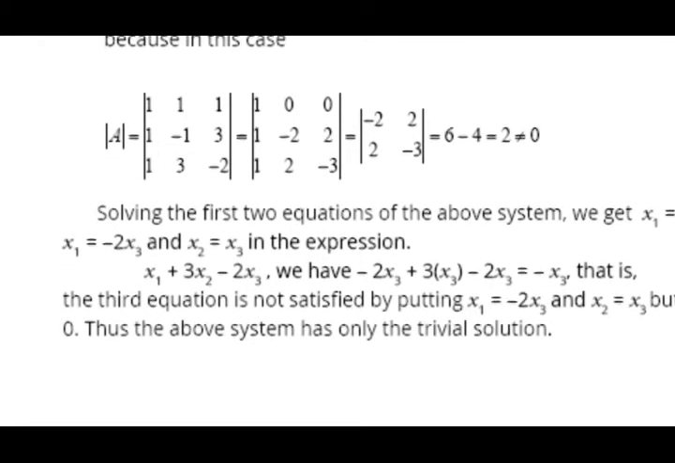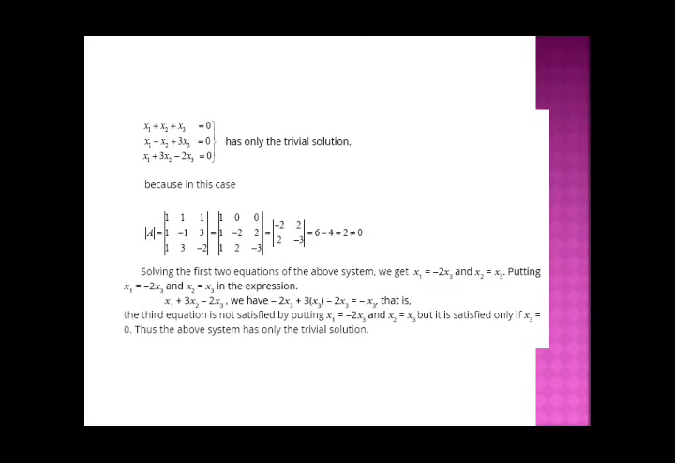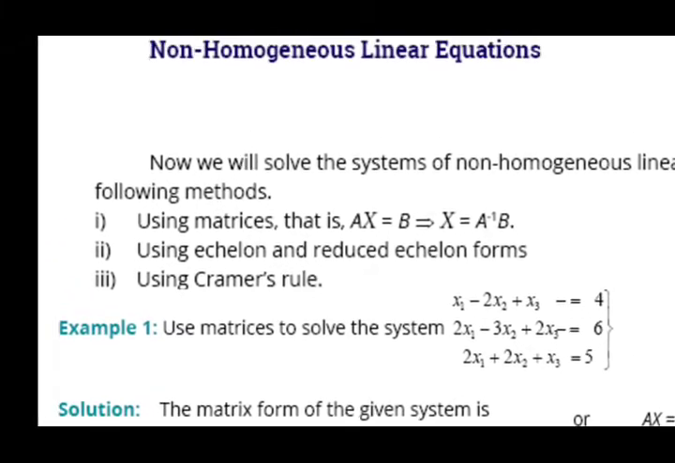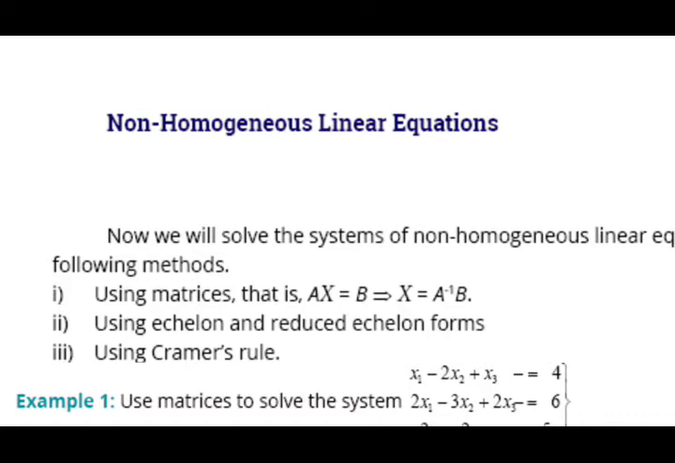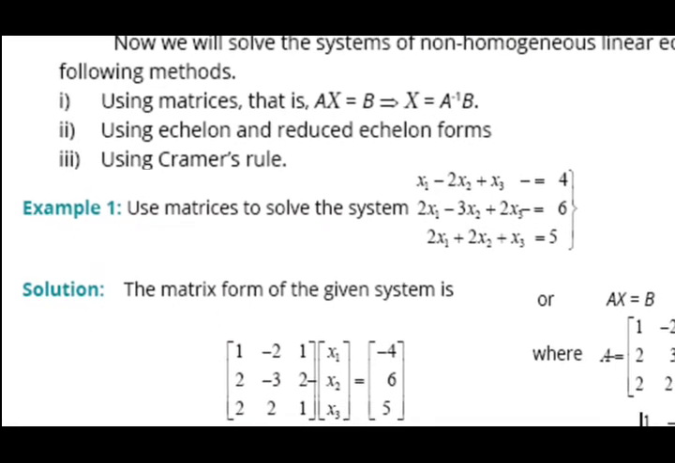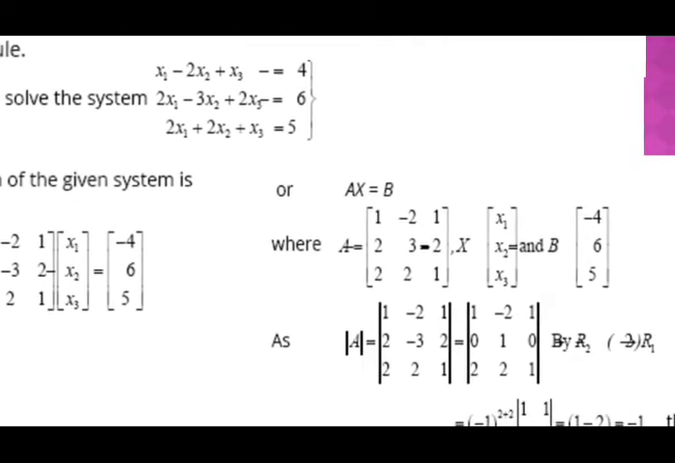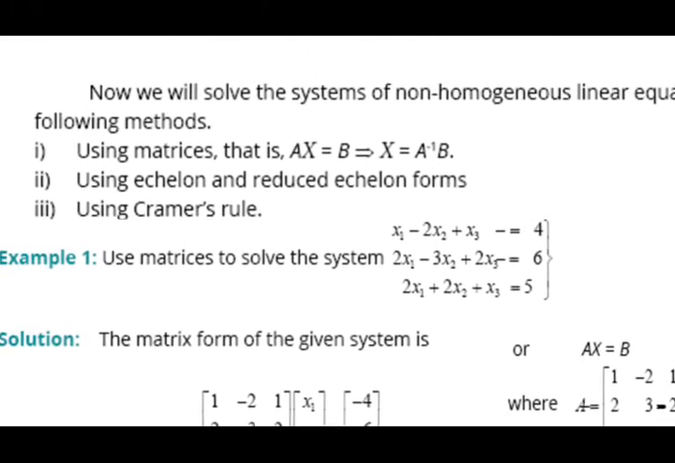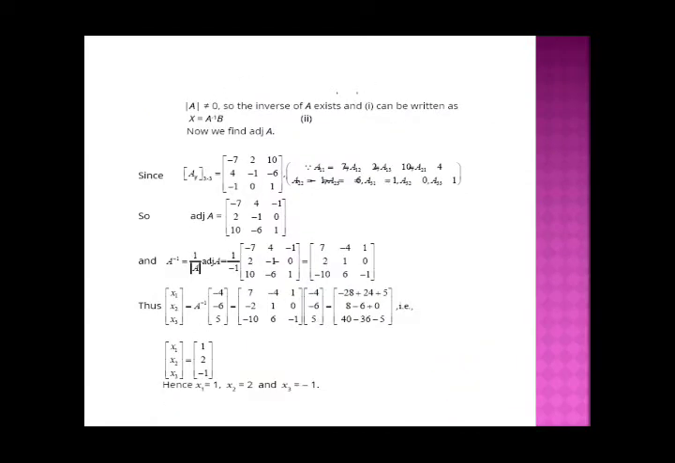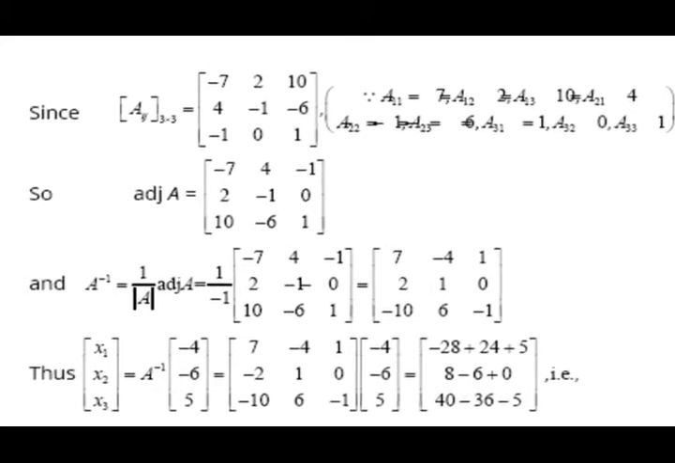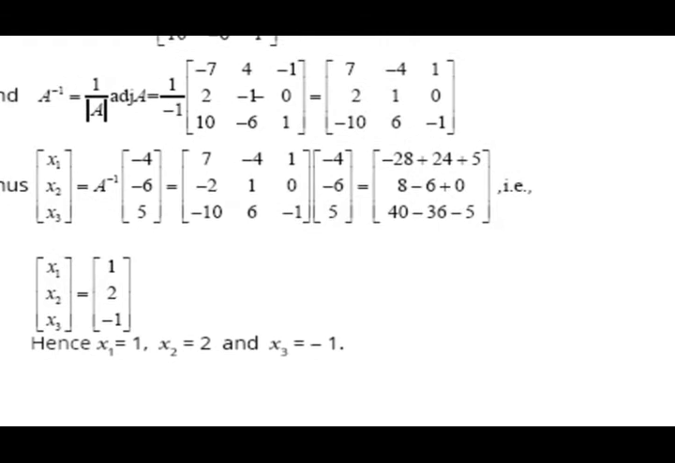Here we have the same example. For non-homogeneous linear equations, we have three methods. The matrix method, where we use a 3 by 3 matrix to find A inverse, and for a 2 by 2 matrix as well; the second is echelon and reduced echelon form; and the third is Cramer's rule. Here we have an example. We write it in matrix form, then we find its determinant. We solve it by the matrix method. Now we find its cofactor, then we find its adjoint, divide it by the determinant and multiply by b, and we get the answer.